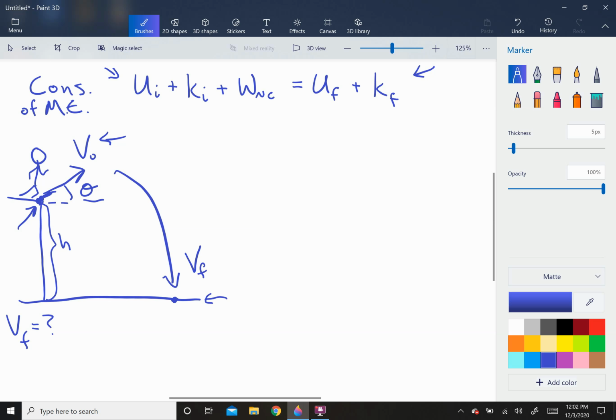all this h is gone, right? His height is 0. Okay? And by 0, I'm already picking a coordinate system, right? I'm choosing the water to be 0. Okay?